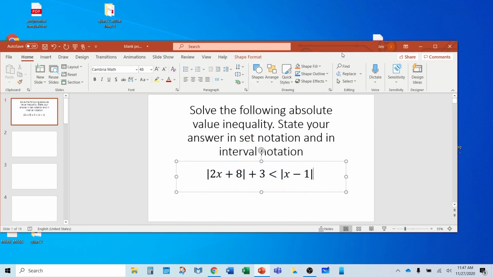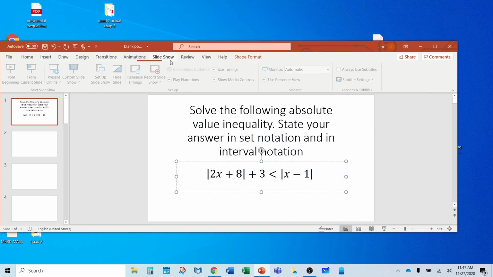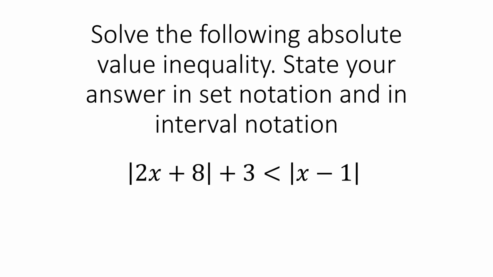In this video, we're going to solve the absolute value inequality shown here. Okay, so what we can do on the next slide is just rewrite that inequality: absolute value of 2x plus 8, plus 3, is less than the absolute value of x minus 1.